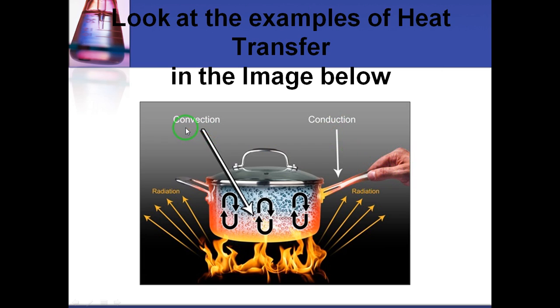For convection, it's a flow of current in the liquid or gas phase. In this case, it's a flow of current in the liquid phase. Radiation is the heat transfer through space by electromagnetic waves. In this case, it is the heat transfer through air to your hand or to your face. So that's an example of radiation.